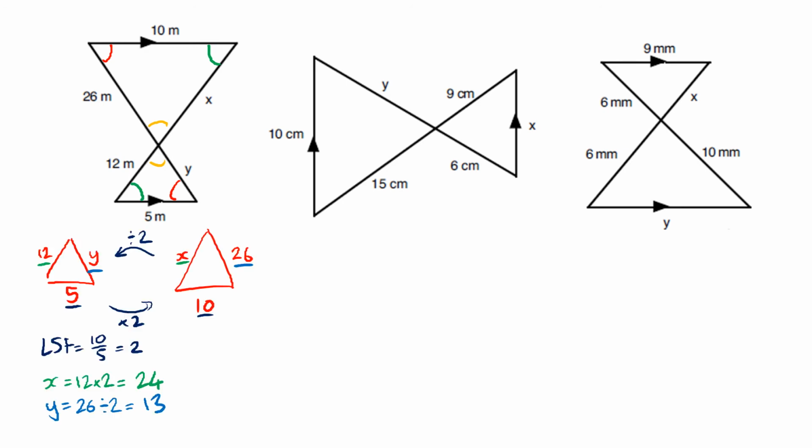2. So it's actually quite a nice just times divide by 2, that one. We've got 24 and 13 meters for both of those. Second one. Again, make sure your diagram's right.